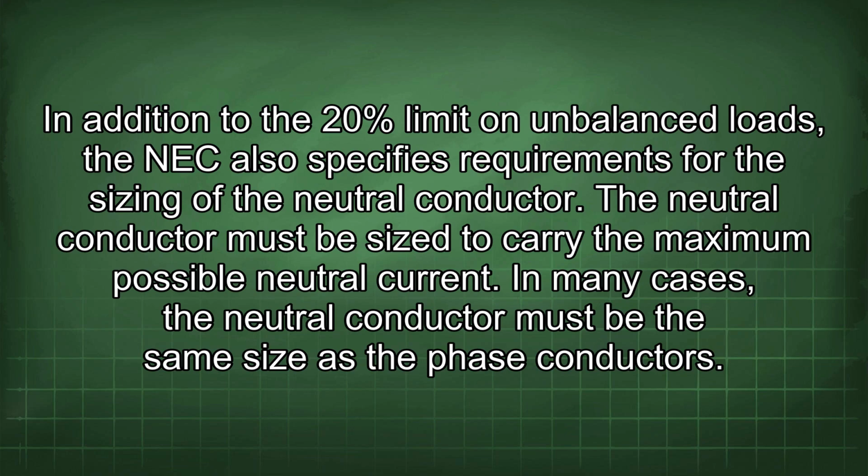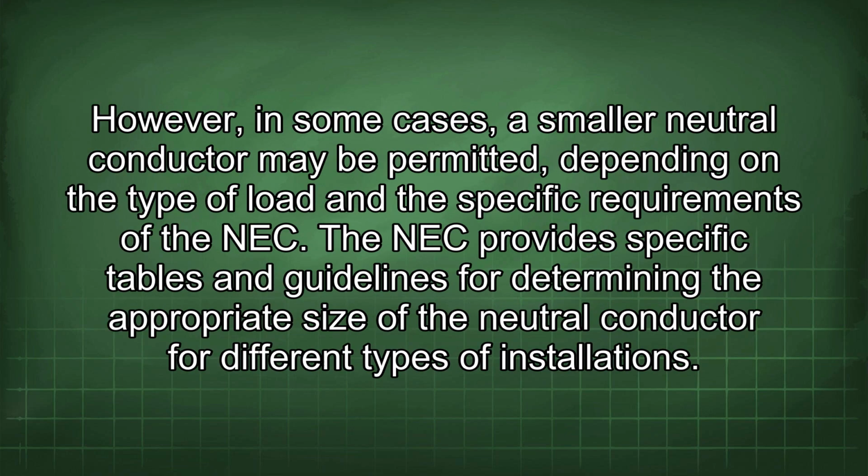In addition to the 20% limit on unbalanced loads, the NEC also specifies requirements for the sizing of the neutral conductor. The neutral conductor must be sized to carry the maximum possible neutral current. In many cases, the neutral conductor must be the same size as the phase conductors. However, in some cases, a smaller neutral conductor may be permitted, depending on the type of load and the specific requirements of the NEC. The NEC provides specific tables and guidelines for determining the appropriate size of the neutral conductor for different types of installations.